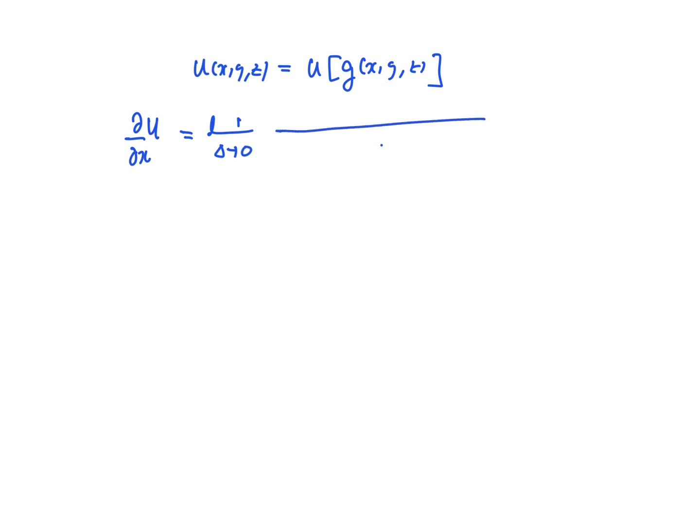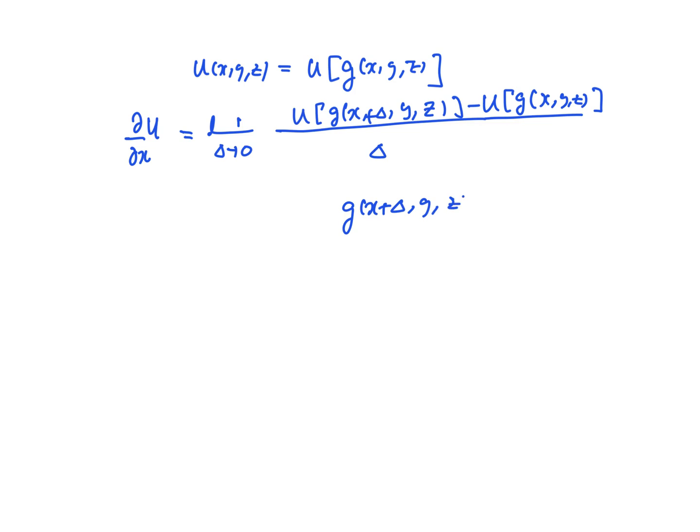So when u is a composite function of g, this is probably the most common example of a composite function for partial derivative. So partial x partial u is you take the limit of delta u, g(x plus delta, y, z) minus u(g(x,y,z)). Then g(x plus delta, y, z) can be written as g(x,y,z) plus delta g.